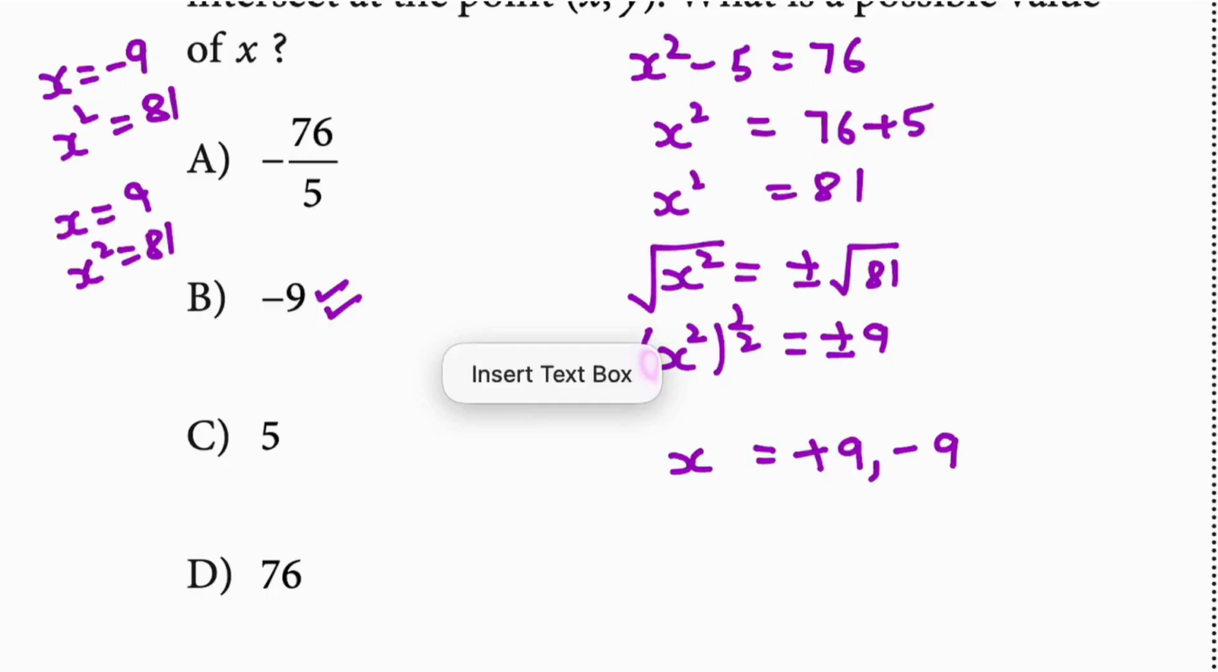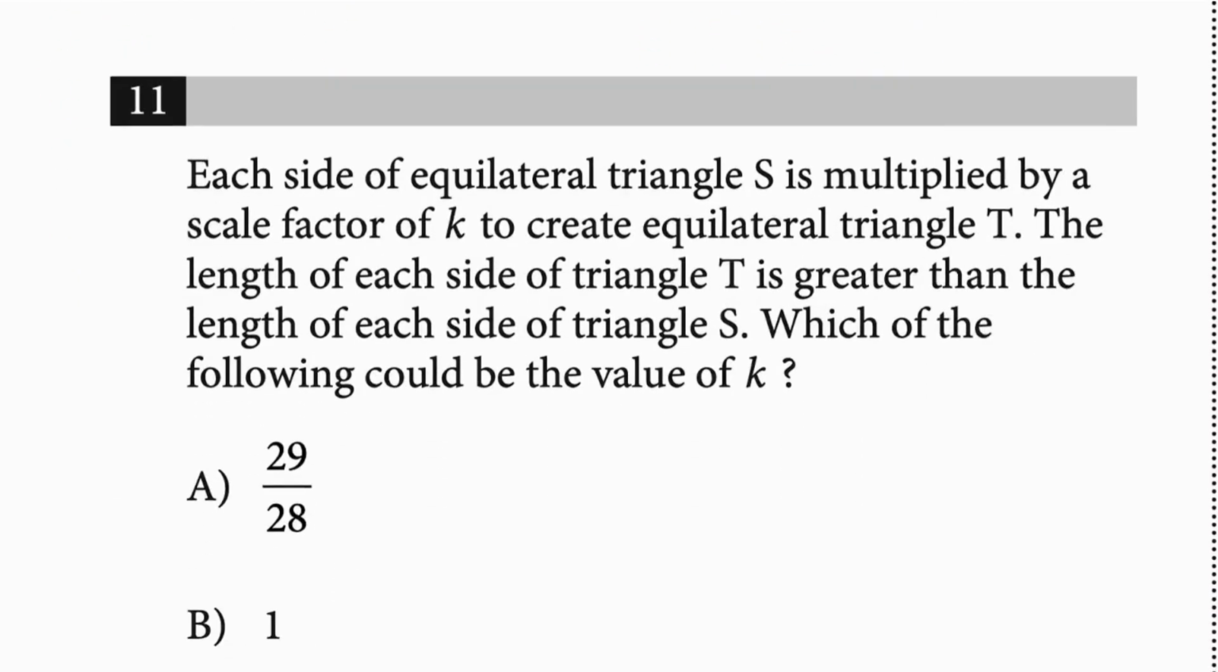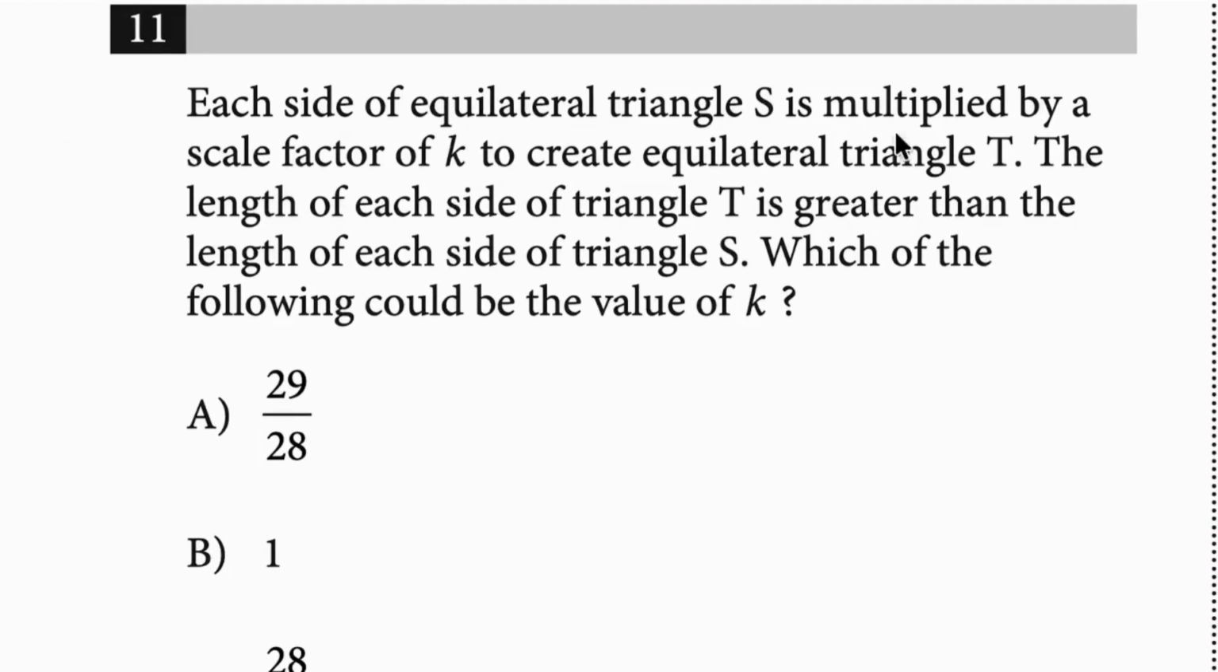Okay, question number 11. Each side of an equilateral triangle S is multiplied by a scale factor of k to create equilateral triangle T. The length of each side of triangle T is greater than the length of each side of triangle S.